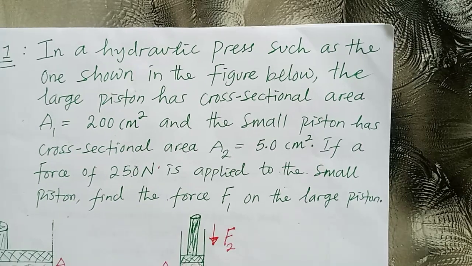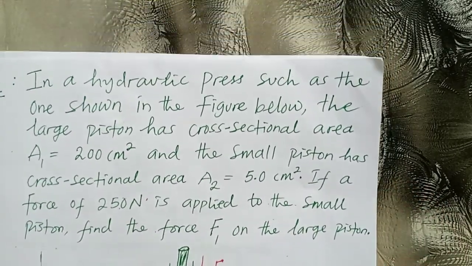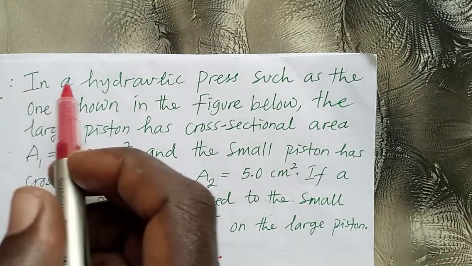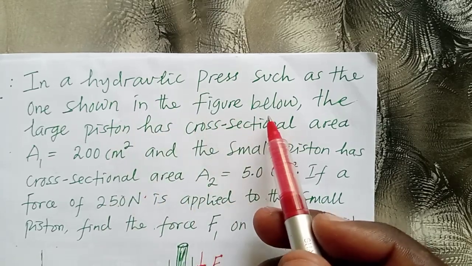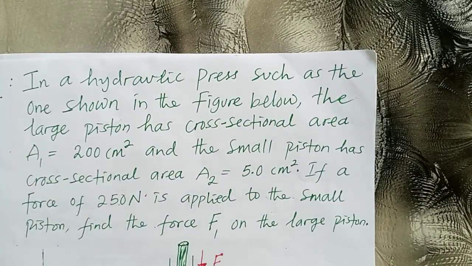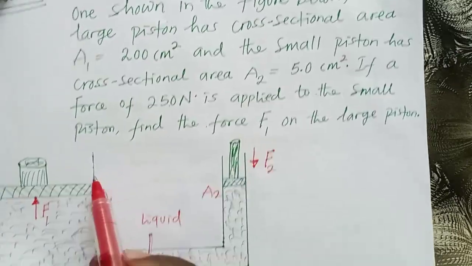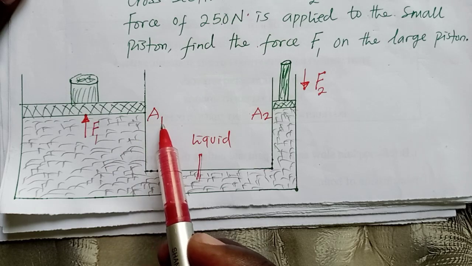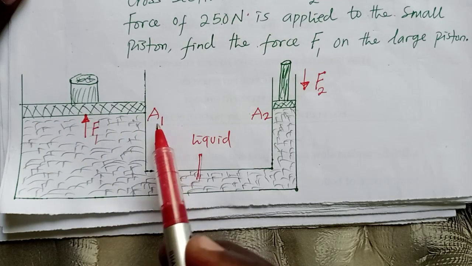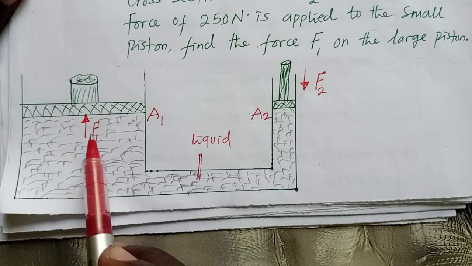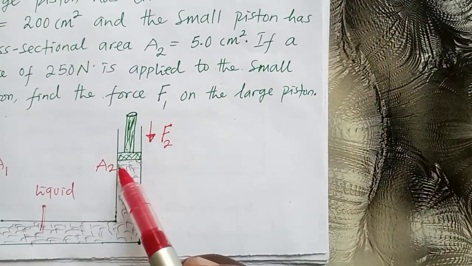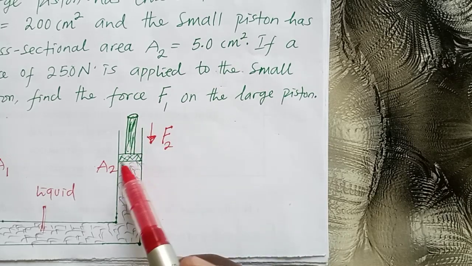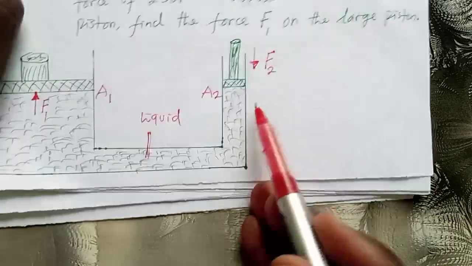Now, if you look at this problem, it is a hydraulic press. They say in a hydraulic press such as the one shown in the figure below, look at the large piston. You see, you have a large piston here. The cross-sectional area here is A1. The total force here on the piston is F1. Then you also have a small piston here. You have a force applied here, F2, and then the area here is A2. And look at the liquid here.